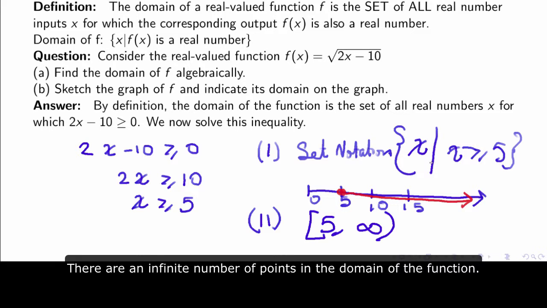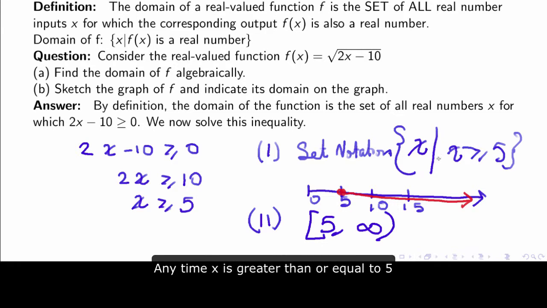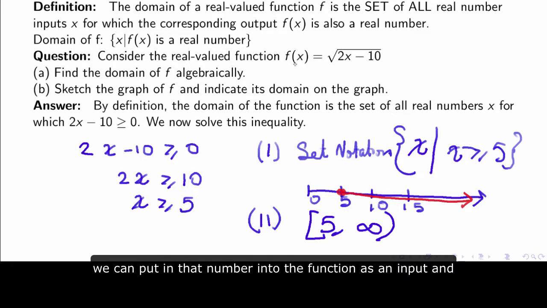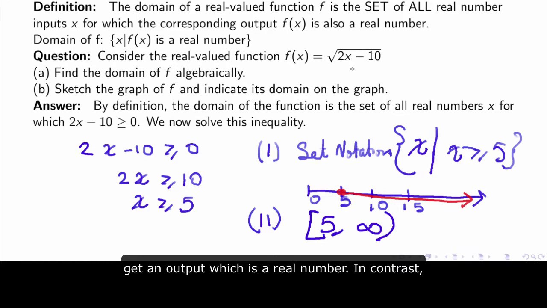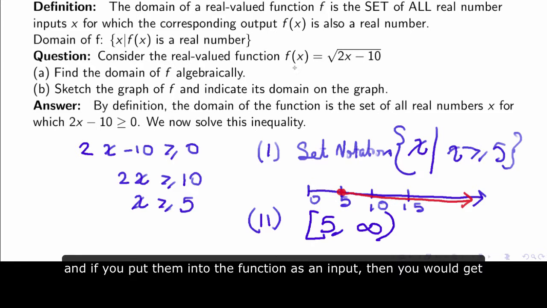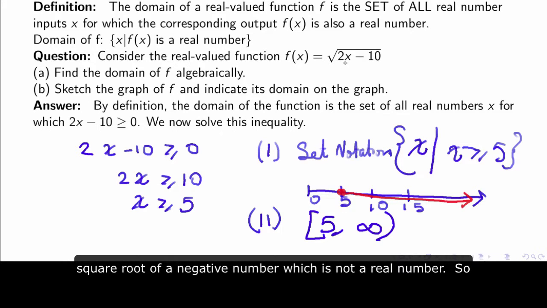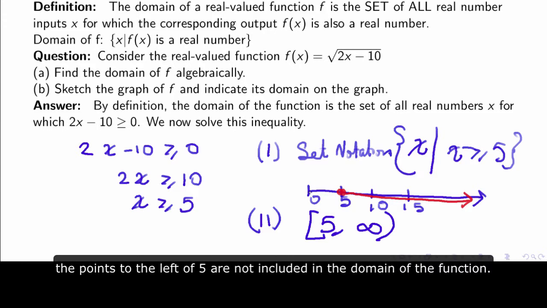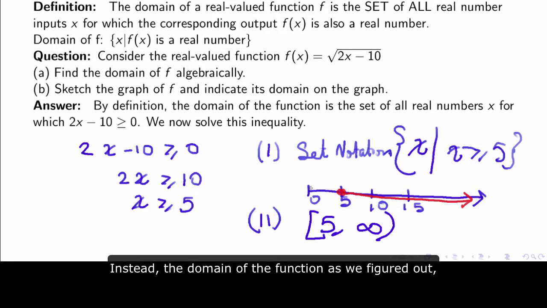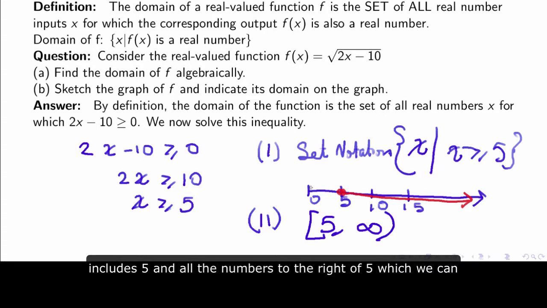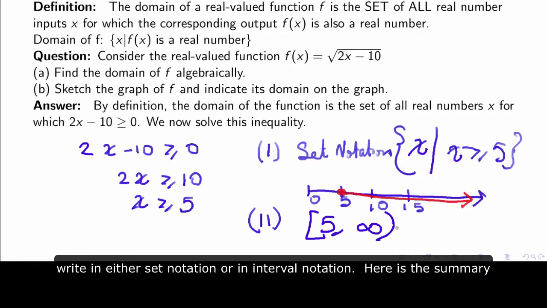There are an infinite number of points in the domain of the function. Anytime x is greater than or equal to 5, we can put that number into the function as an input and get an output, which is a real number. In contrast, if you pick any of the real numbers to the left of 5 and put them into the function as an input, then you would get the square root of a negative number, which is not a real number. So the points to the left of 5 are not included in the domain of the function. Instead, the domain of the function, as we figured out, includes 5 and all of the numbers to the right of 5, which we can write either in set notation or in interval notation.